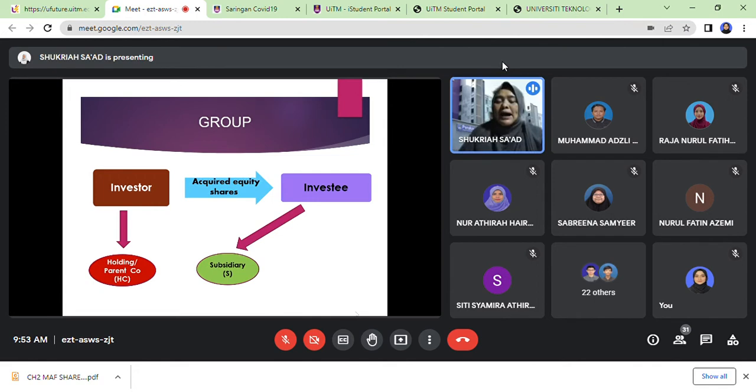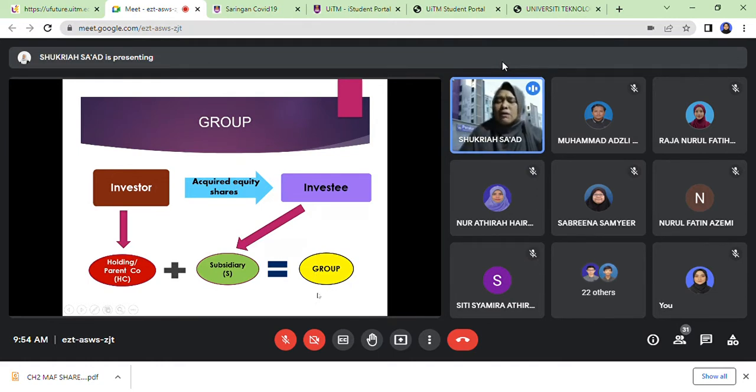So when we combine parent and subsidiary, we get a group account. Okay, so group account ni nama simple. But kita tak guna perkataan group, kita guna perkataan consolidated financial statement, ataupun nama lain ni group financial statement. So kalau sometimes soalan guna perkataan group, by right you should know group actually stand for consolidated.